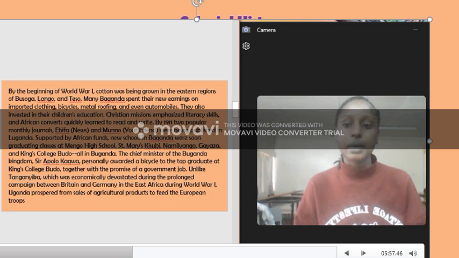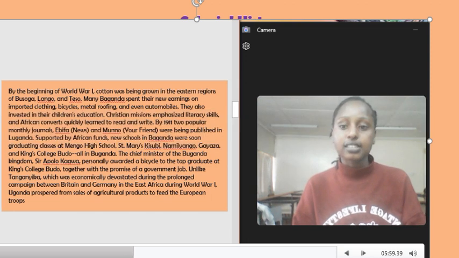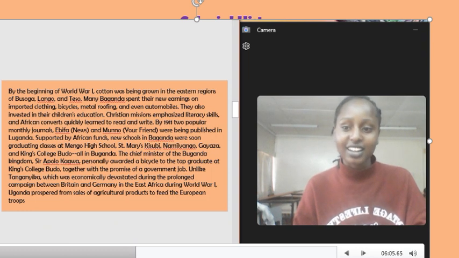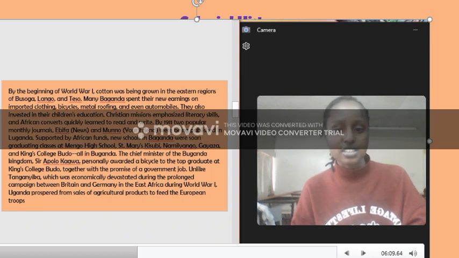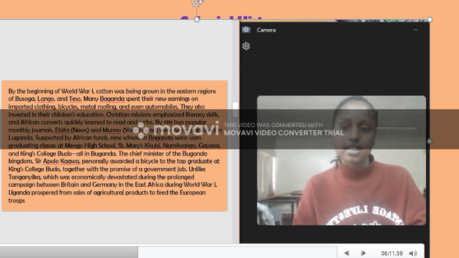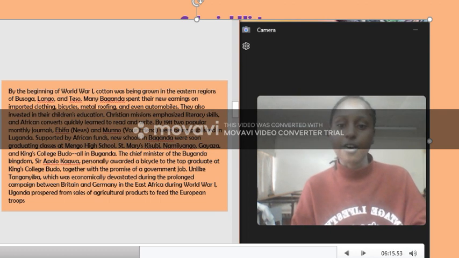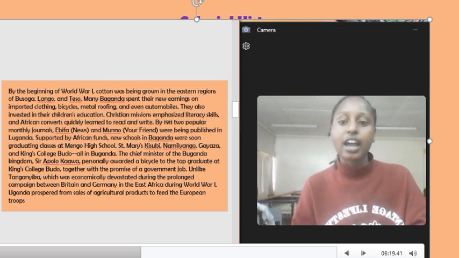New schools in Uganda were soon graduating classes at Mengo High School, St. Mary's Kisubi, and King's College. The chief minister of the Uganda Kingdom, Sir Apolo Kagwa, personally awarded a bicycle to the top graduates at King's College, Budo, together with the promise of government jobs.